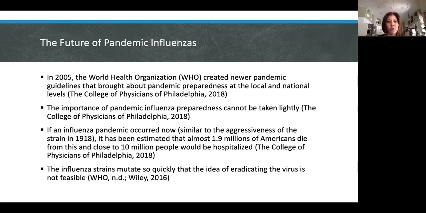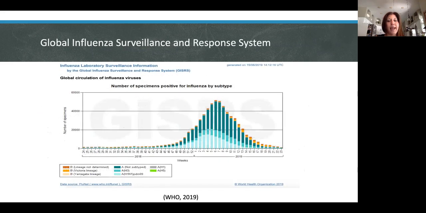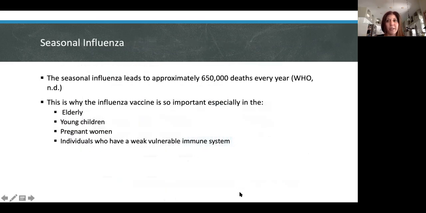So we know that those influenza strains mutate so quickly that the idea of just eradicating the influenza virus is just not an option. It just won't happen. And this is the Global Influenza Surveillance and Response System. They call it the GISRS system. And you can see that, throughout the years, when you really look down at the influenza statistics between 2018 and 2019, you can see the different strains and when they're peaking, and just very interesting information. Looking at the World Health Organization websites and the CDC, it's really eye-opening, a multitude of data, not just of influenza, but whatever data they're carrying.